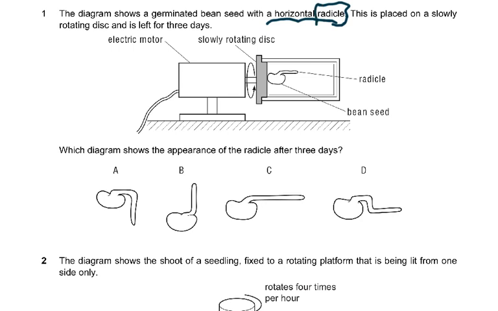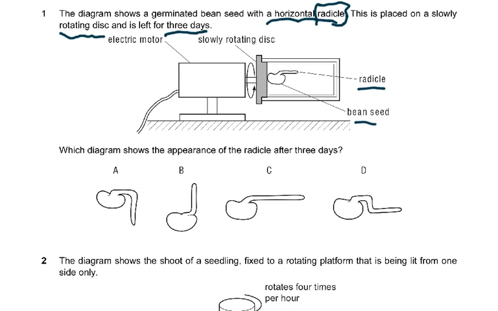The diagram shows a germinated bean seed with a horizontal radical, R root. This is placed on a slowly rotating disc, which is called a clinostat, and is left for 3 days. So it's left for 3 days. Remember this now. Electric motor, slow rotating disc, radical, bean seed.